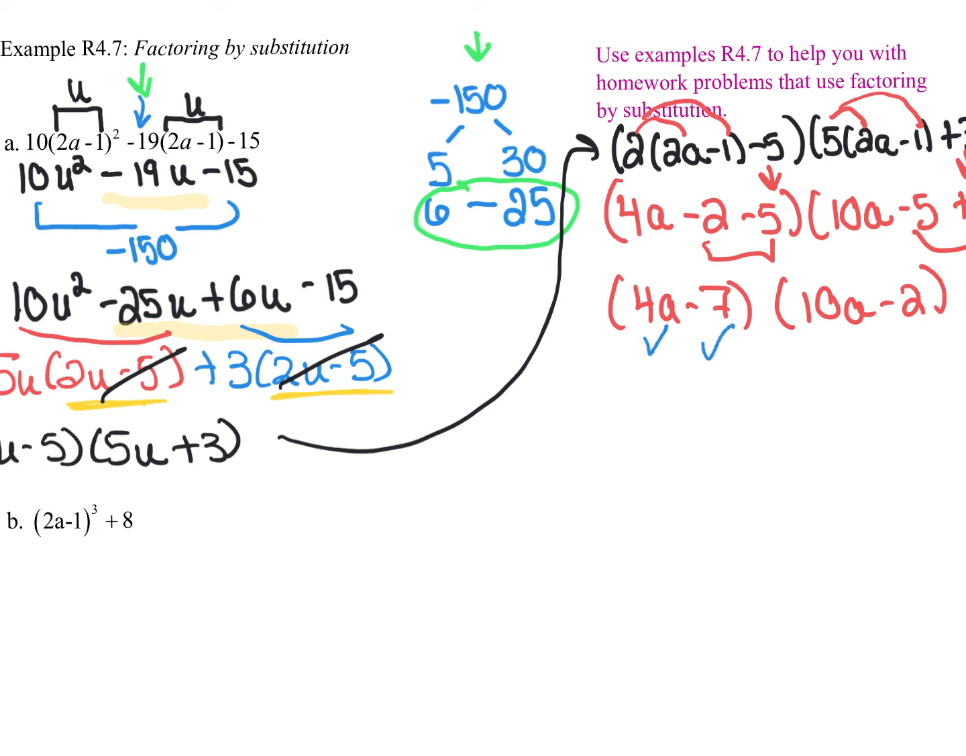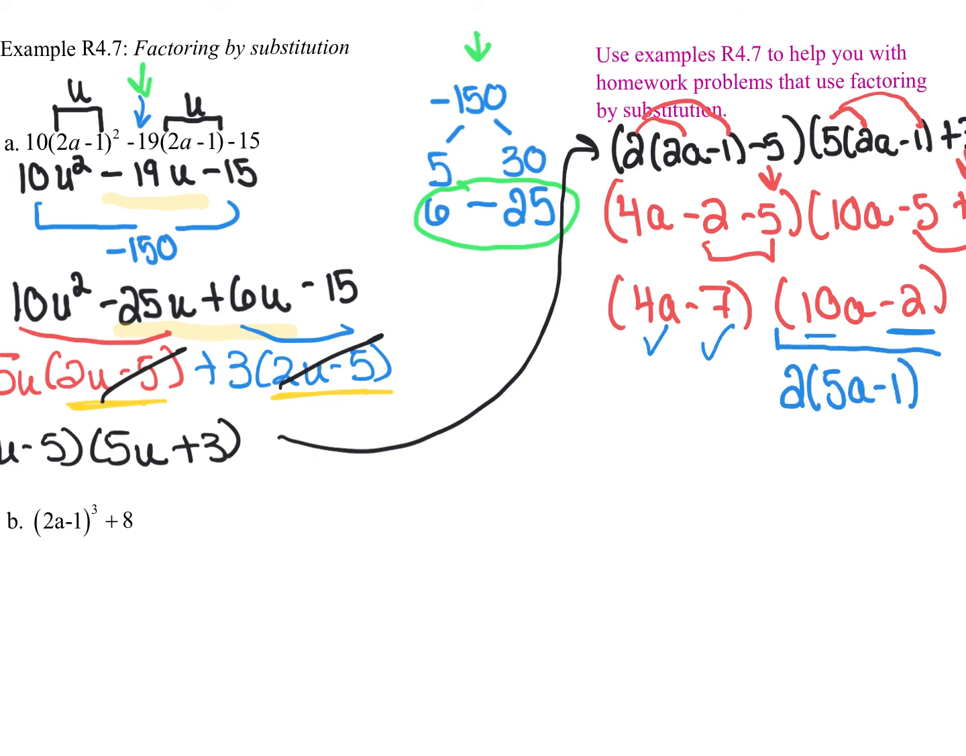This and this don't have anything in common. 4 and 7, 7's prime. There's no 7 inside of a 4. That's good. However, these two, 10 and 2, have a 2 in common. So what we need to do is pull a 2 out of them and make this become a 5a minus 1. Because when we factor, we have to factor completely.